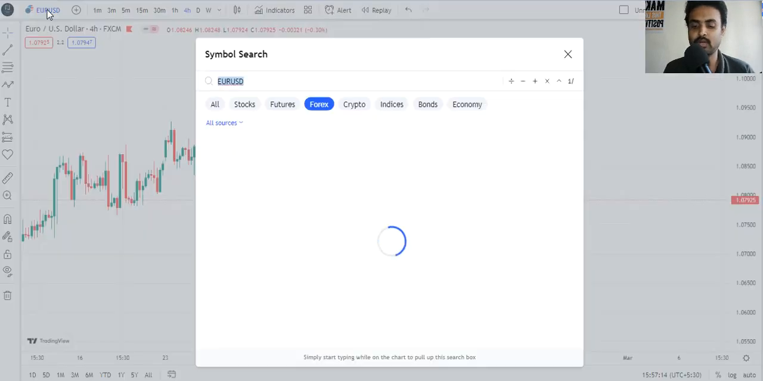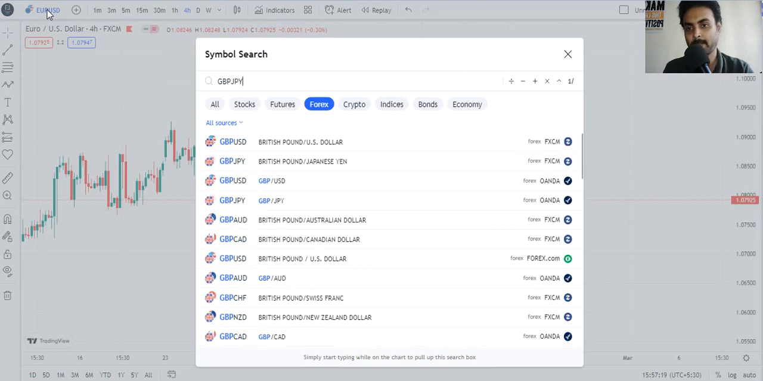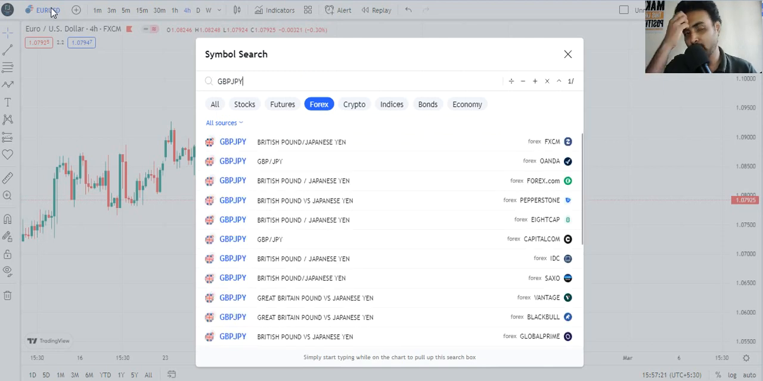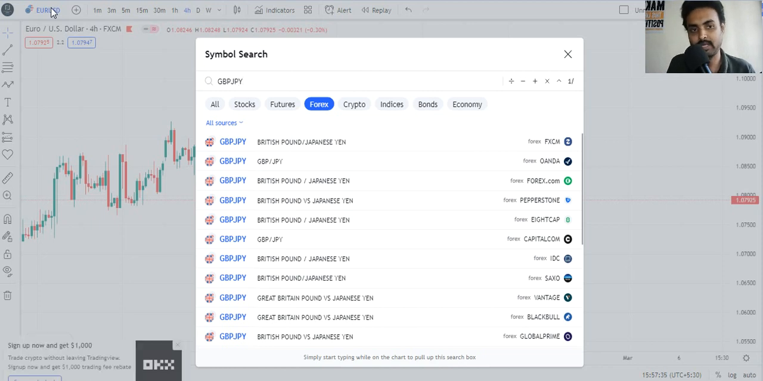So let's look at the GBP JPY. What I'm going to do here is, whatever pair I am looking at, that analysis I'm giving. Henceforth, in the future, if you guys have any specific requirement, maybe you can put it in the comment section. Maybe I can see, and I can do the analysis for that also.